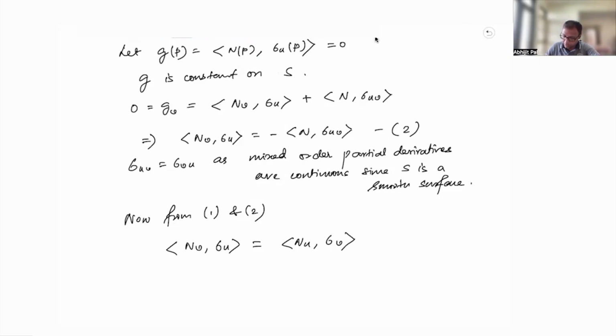So this shows that the inner product of DNP W1 with W2 is equal to the inner product of W1 with DNP W2. So this shows that DNP is a self-adjoint operator. Okay, so we'll continue in the next class.